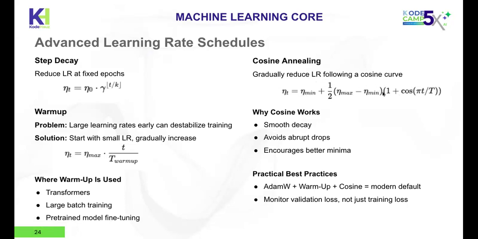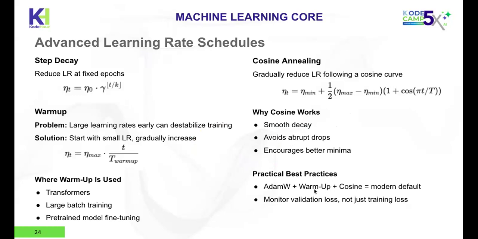You multiply that by the range, which is the maximum learning rate and the minimum learning rate, not the range, the median, multiply by the median. So basically this cosine wave will be kind of centered around the median, the middle value of the range of learning rates, the start and the end. So the cosine annealing works, it gives us smooth decay, it avoids abrupt drops, and it encourages better minima. So these are some of the examples.